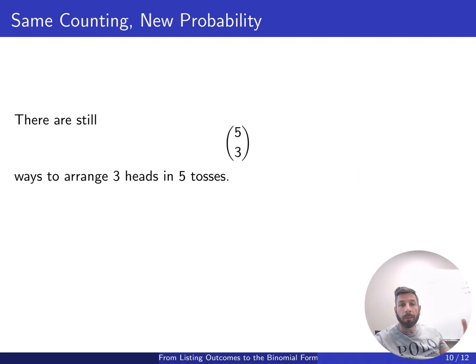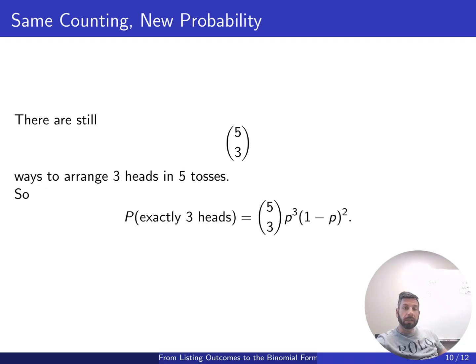Now, if we did the problem the same as we did before, only this time we are not assuming the coin is fair, then there are still 10 ways where we can get heads 3 times. And so the probability of exactly 3 heads is now 10, but I'm going to write it as, remember, 5 choose 3 is 10. So instead of writing 10 here, I'm going to write 5 choose 3. And then the number of heads is 3, and the number of tails is 2, because if I get 3 heads, I must have 2 tails.